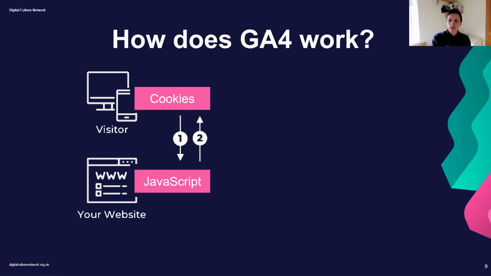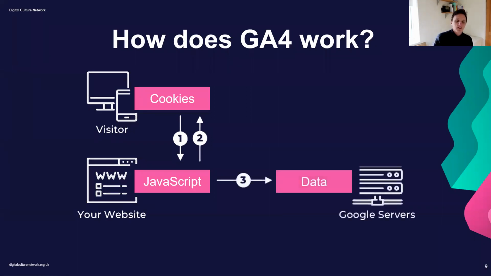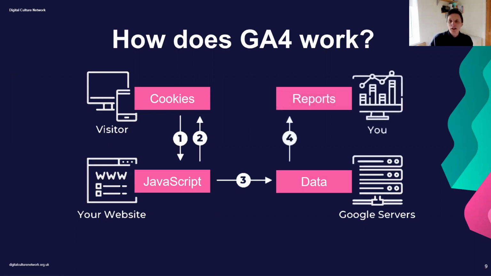So there's a bit of script. When someone visits the website, it sets the cookie. And then when they come back to the website, it looks at the cookie and says, oh, you've been here before, so you're a return visitor. It's used for that kind of information. So that JavaScript picks up the information about the user and looks at their actions and what's happening on the website, and it passes the data to Google servers. And then finally, you can see those reports in the interface in Google Analytics 4, and I'll show you that in a minute.